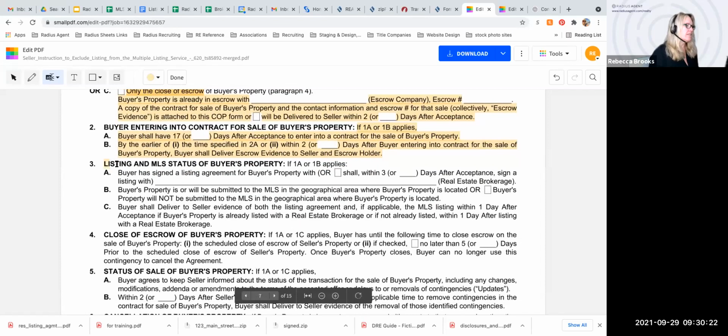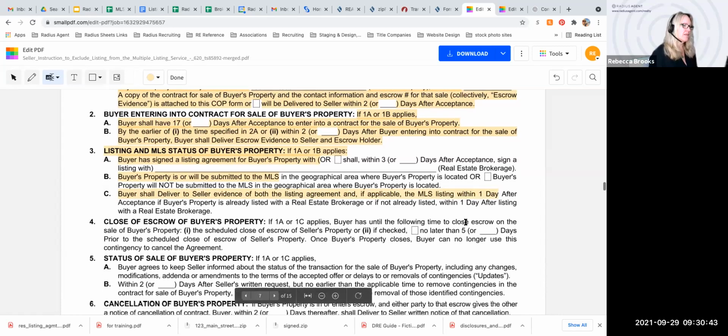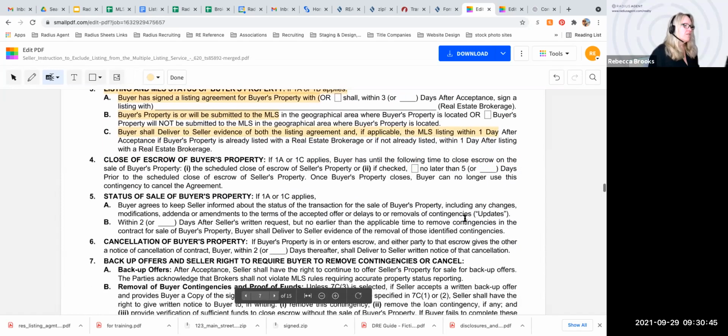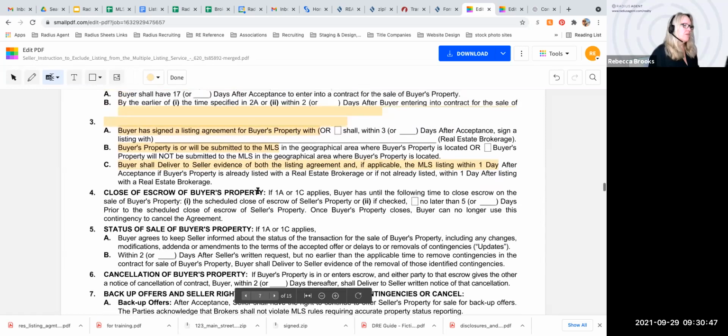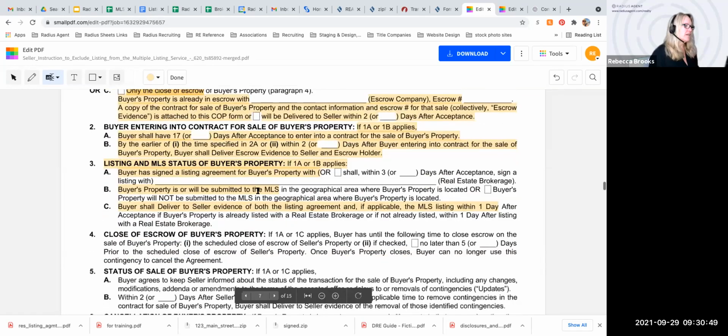This is where you would write listing and MLS status. If 1A or 1B applies, buyer has signed a listing agreement, or buyer's property is or will be submitted into the MLS. And buyer shall deliver to seller evidence of both the listing agreement and the MLS listing within 1 day. Okay. This is a really confusing form because you have to keep referring back to your situation here.